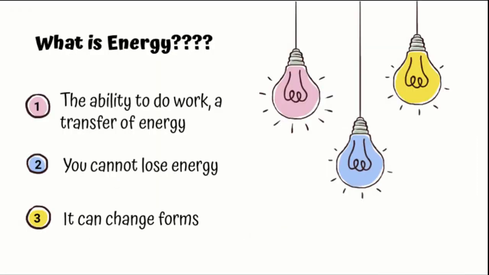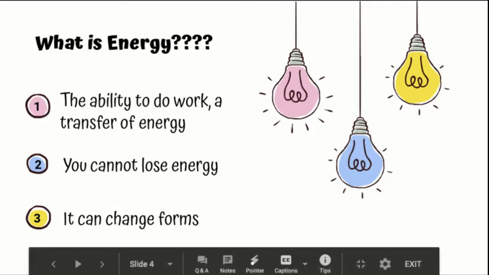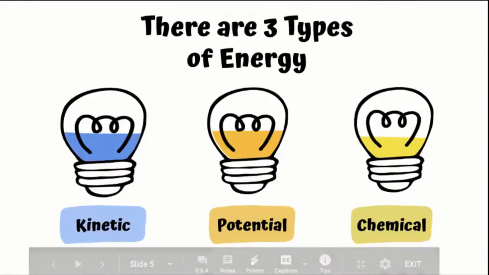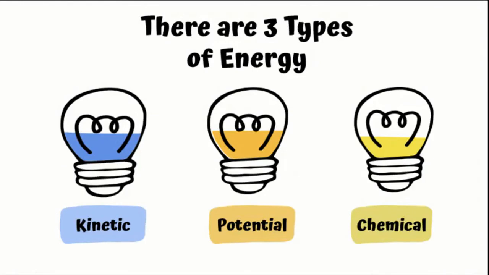So, what is energy? Energy is the ability to do work. This is technically a transfer of energy. We're not making anything, we're transferring it from one thing to another. Because of that, we can never lose energy. It always is going to transfer, it's always going to change forms. And there are different types of energy. We have kinetic, we have potential, and we have chemical.